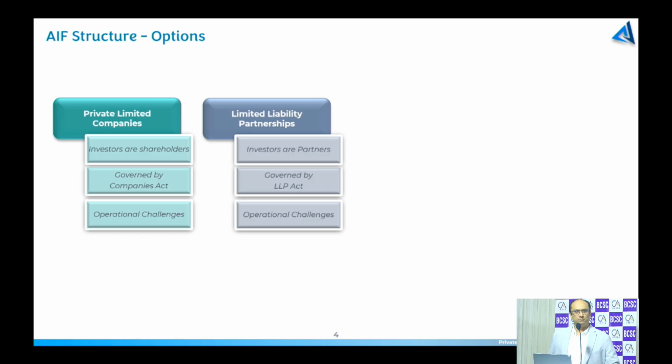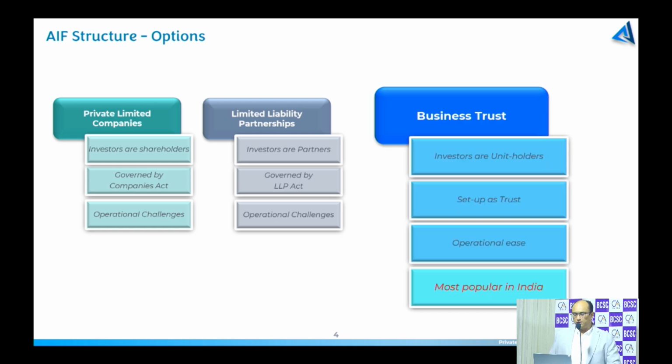LLPs, again, permissible, but with its own operational challenges. Every time an investor is onboarded, you amend your partnership deeds, get all your investors who are partners in the firm to sign the deed, and do your Form 3, Form 4 filings. Business trust. Investors are unit holders with limited liabilities. It has operational ease. And in India, the trust structure is the most popular structure that has been set up for AIFs.